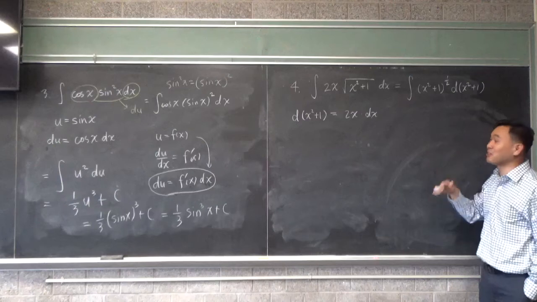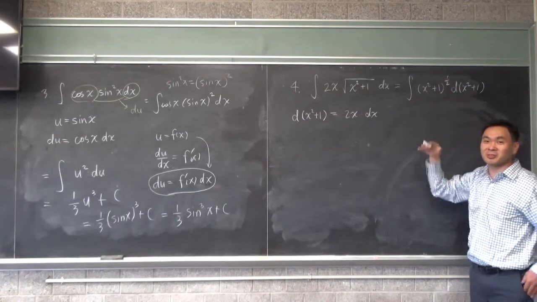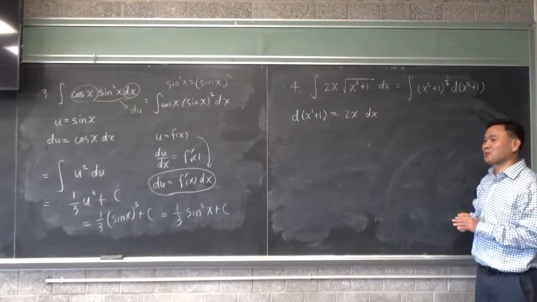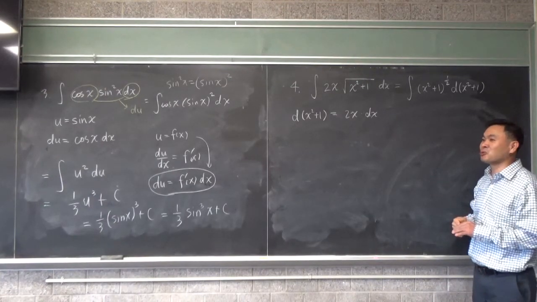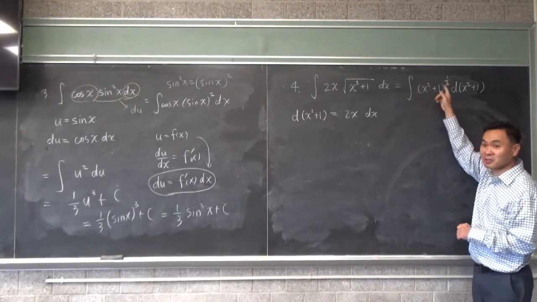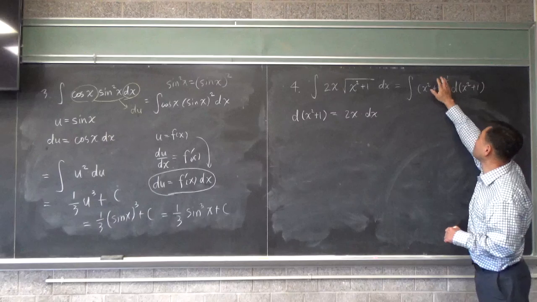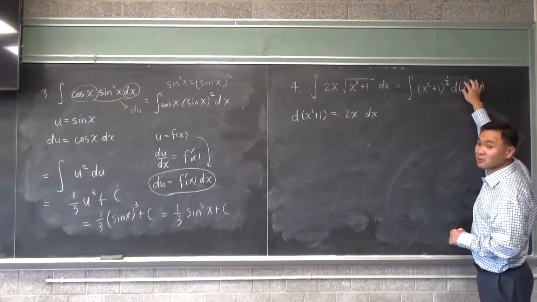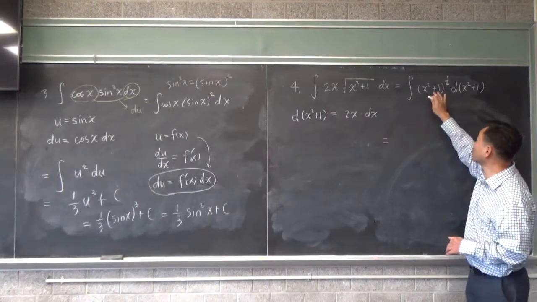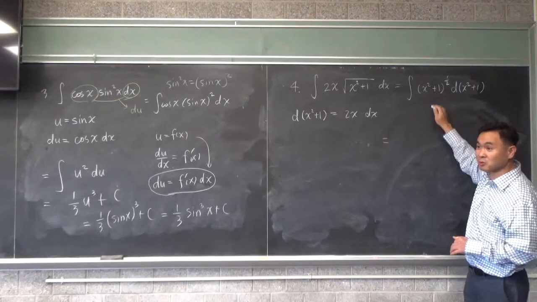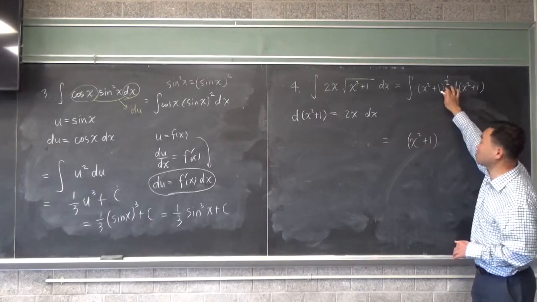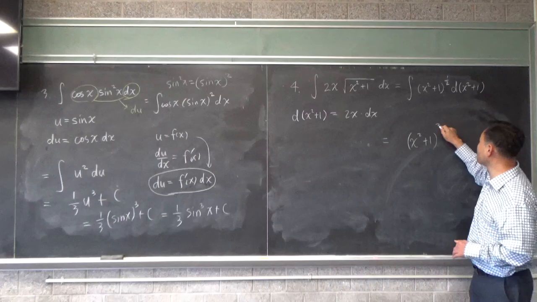It's the same idea, like think of x squared plus 1 as some really old, ancient character that we don't know how to read. So it's just one character. So it's like one character to the 1/2 power of d of that character. And what's the antiderivative? Well, you just apply the power rule, right? The power rule says add 1 to the exponent. What do you get if you add 1? 3 over 2.